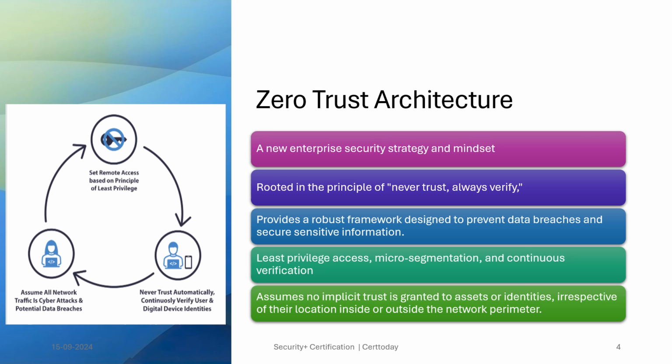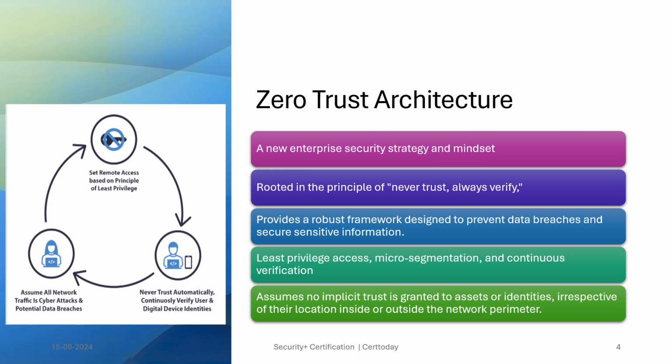The zero trust architecture, again, is a new enterprise security strategy and mindset. As I said before, zero trust is not a product. It's a new way of doing things. Zero trust is rooted in the principle of, again, never trust and always verify. It provides a robust framework designed to prevent data breaches and secure sensitive information. That's the whole point. Least privilege access, microsegmentation, and continuous verification are key components of this zero trust architecture.